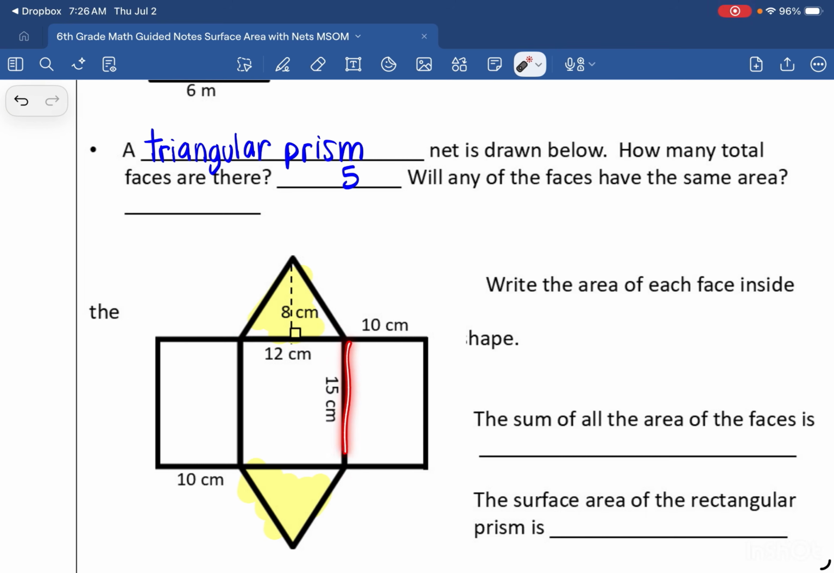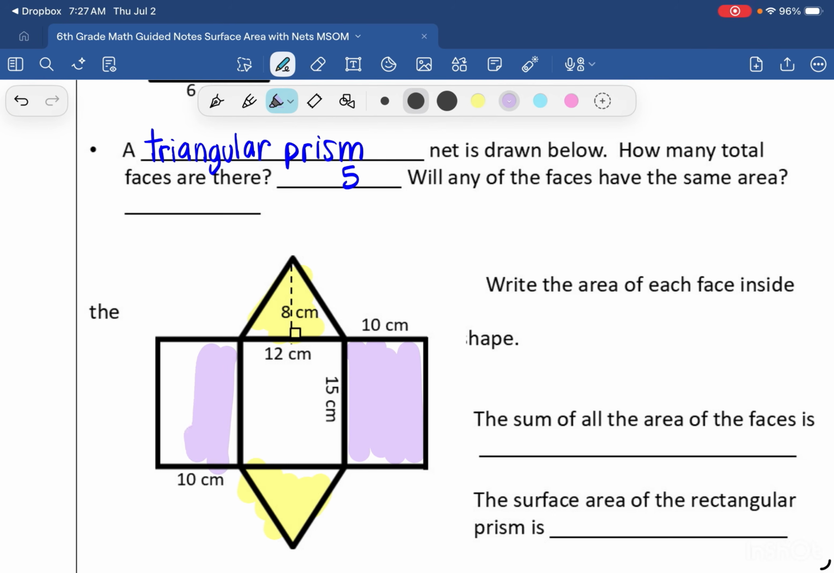This area over here is going to be 10 times 15. And this area will be 10 times 15. So it looks like the 2 outside rectangles will have the same area as well, but the bottom rectangle will have a different area. Write the area of each face inside the shape. Let's start with this middle rectangle.